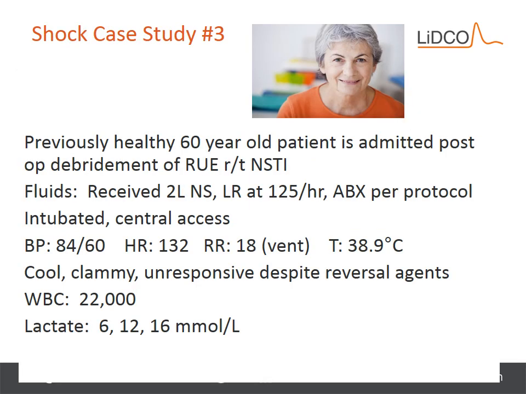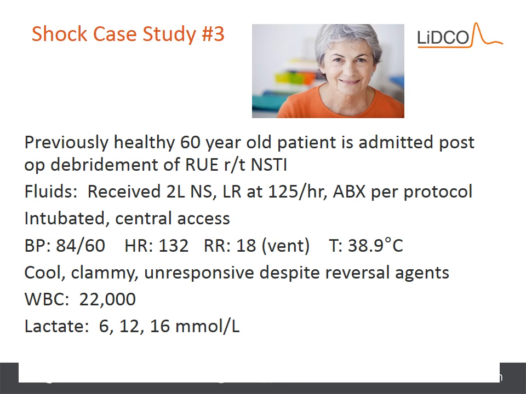Our third case study is a previously healthy woman who comes to our ICU postoperatively from a debridement of her right upper extremity related to a necrotizing soft tissue infection. This is an extremely aggressive bacterium that is life-threatening. Many times it requires amputation or even disarticulation of a limb simply to save the patient's life. And so this is a very sick woman.